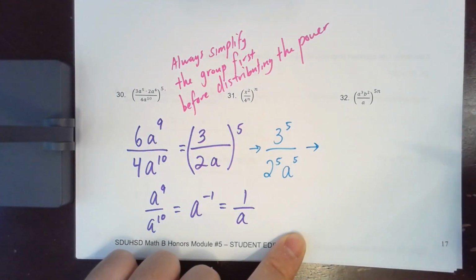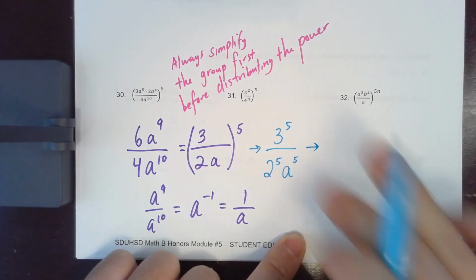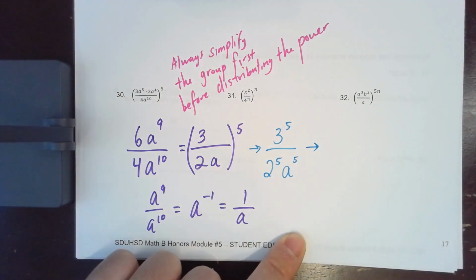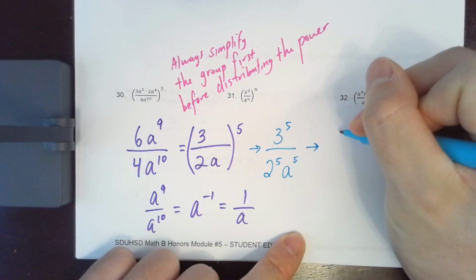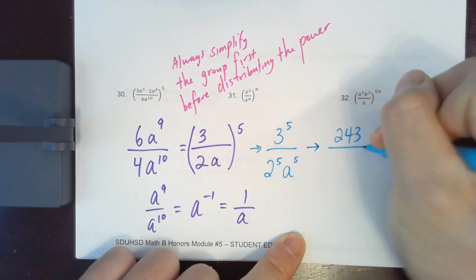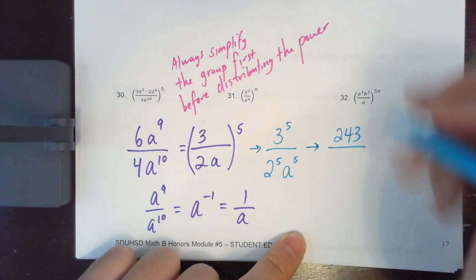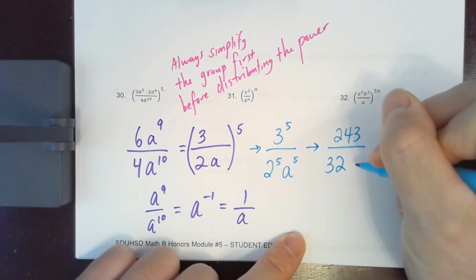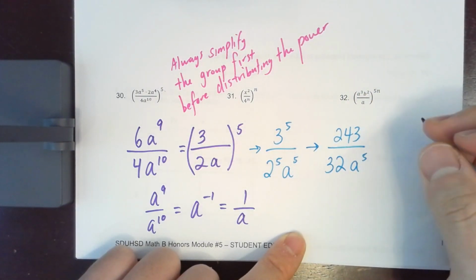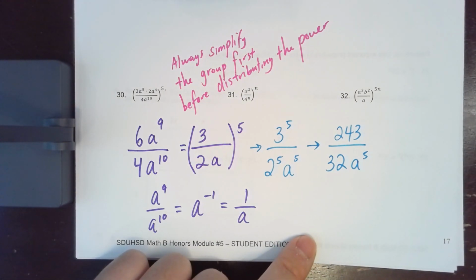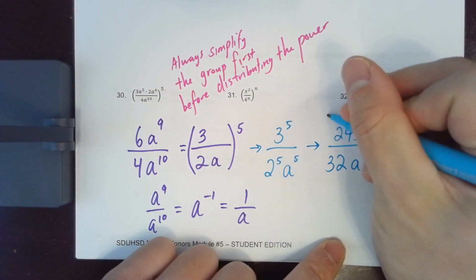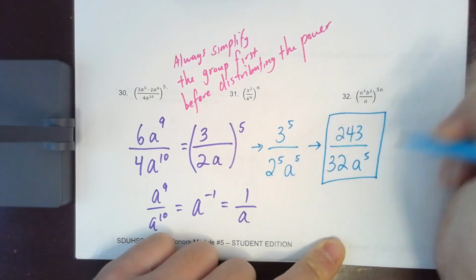Now, let's go ahead and use, what is 3 to the 5th? You have to calculate that, and then you have to calculate 2 to the 5th. 3 to the 5th, I believe, is 243, right? Because it's 81 times 3, which is 243. 2 to the 5th is 4 times 4 times 2, which is 32, and this is A5. All of this work was to show for number 30.